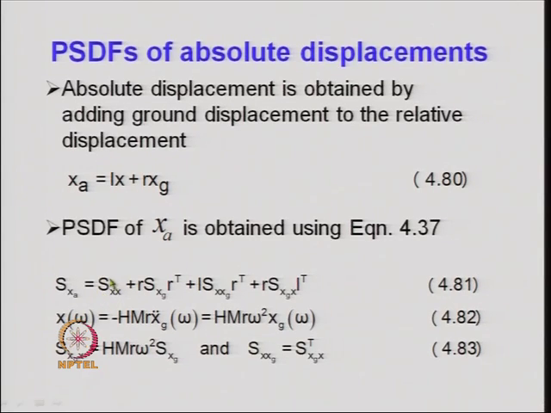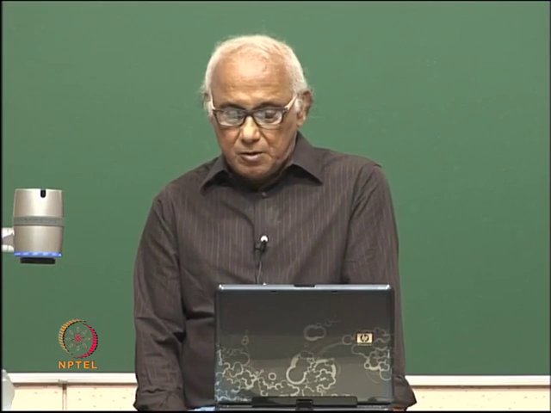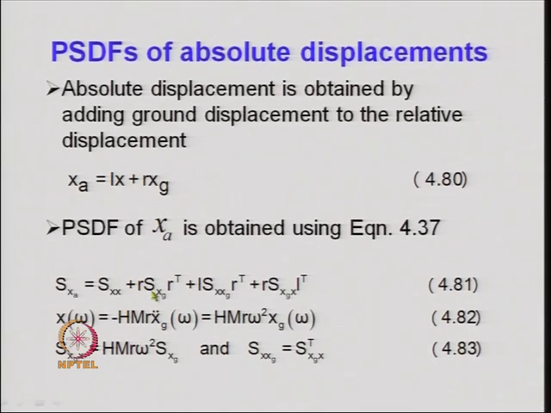Now, what is not known to us? SXX is known to us from the dynamic analysis of the system. SXgXg is also known because we know the power spectral density function matrix of the ground acceleration, and from that, one can find out the power spectral density function of the displacement. This relationship we had shown before, that is, S of X double dot g is equal to omega to the power 4 into SXgXg. So, there exists a relationship between the power spectral density function of ground acceleration and the ground displacement. Using that relationship, one can find out SXgXg if S of X double dot g is specified.